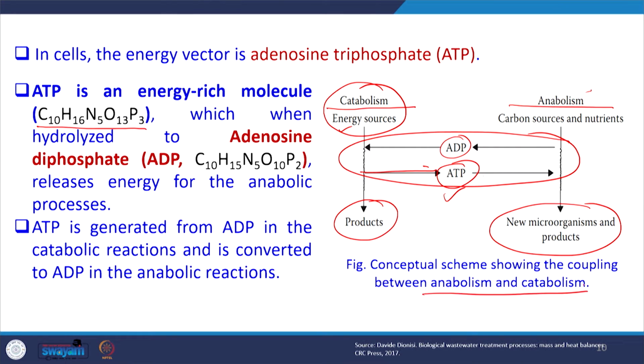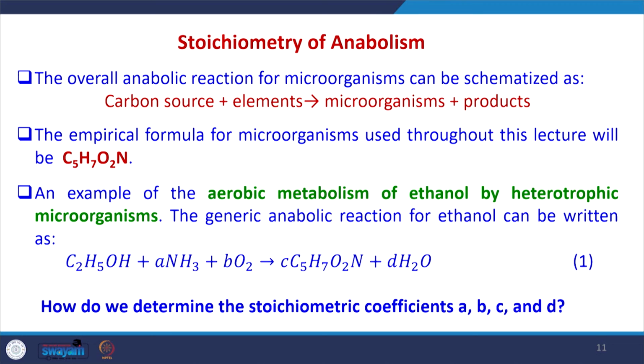So, this is the conceptual scheme showing the coupling between anabolism and catabolism, and ATP and ADP are the key molecules which actually help in the coupling process. Now, we will study the anabolism reactions under various conditions in detail. Similarly, later on we will study the catabolism reactions under various conditions in detail, and further later on we will combine both the reactions together to get a combined reaction mechanism under various conditions. So, we will study the anabolism first, catabolism and then the combination reactions.